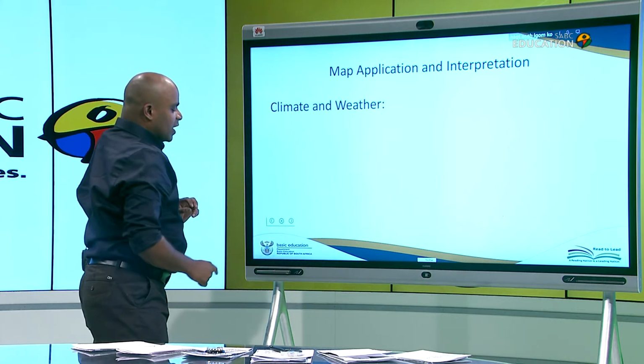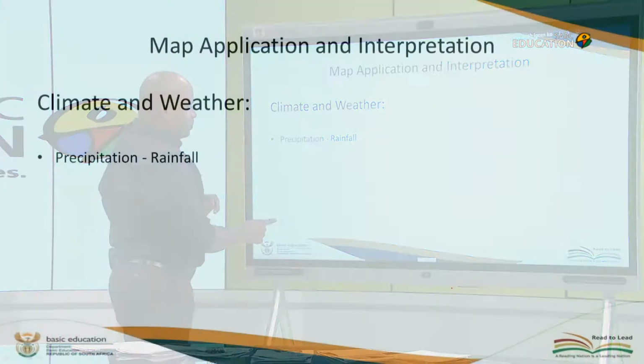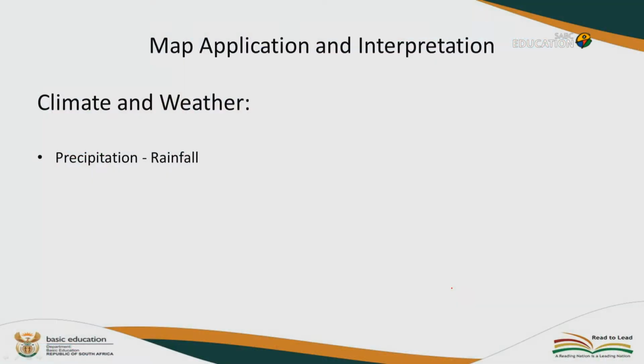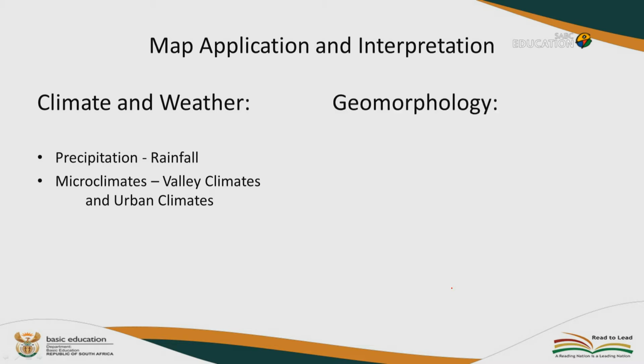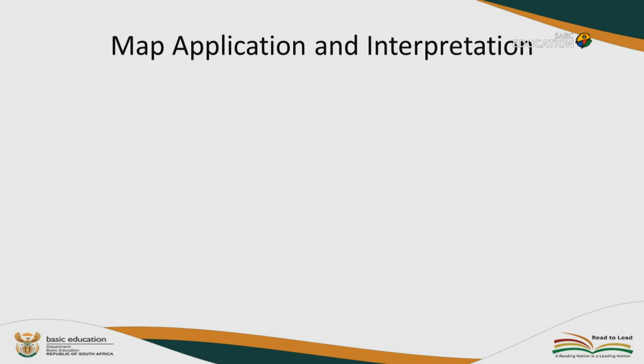So, for climate and weather, the following aspects have been examined: the precipitation with a major emphasis on rainfall, microclimates, and note only valley and urban climates have been examined, so you should be focusing on those. In geomorphology, over 2014 to 2019, the following aspects: types of rivers, the direction of stream flow, stream channel characteristics, stream channel formations, and drainage density.